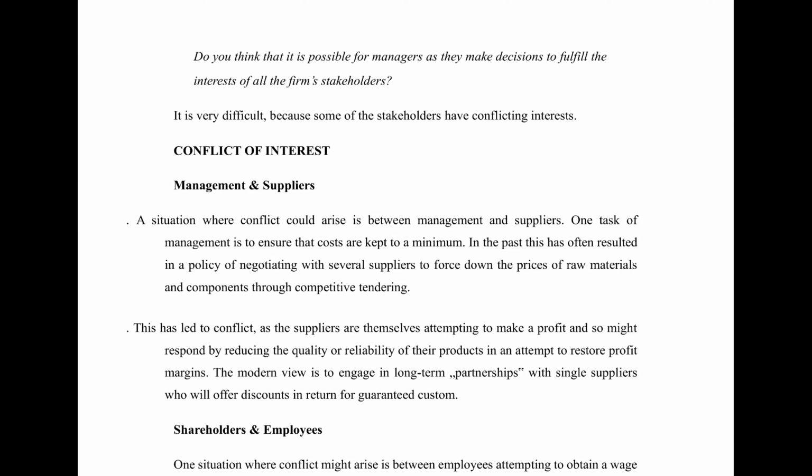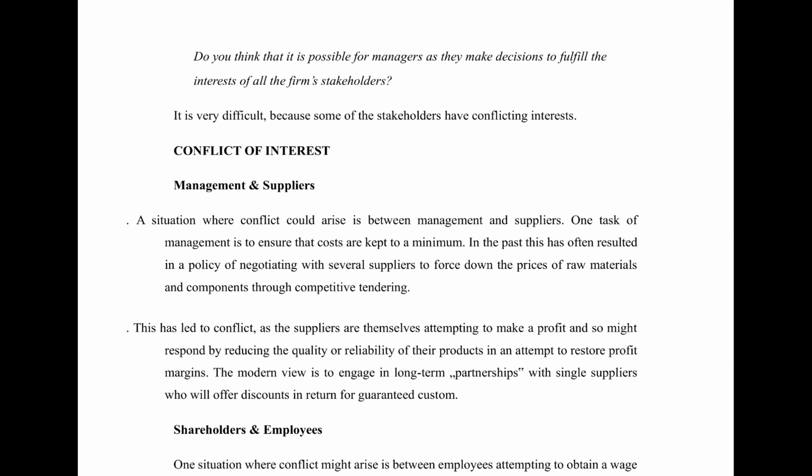Let's look at the conflicts of interest now. What do we mean by conflicts? You have seen that these stakeholders have different views, different needs, and different expectations. So you see that some of these expectations conflict. There is a conflict which exists. So now let's look at this conflict. Let's pick the first one, the conflict between management and suppliers.